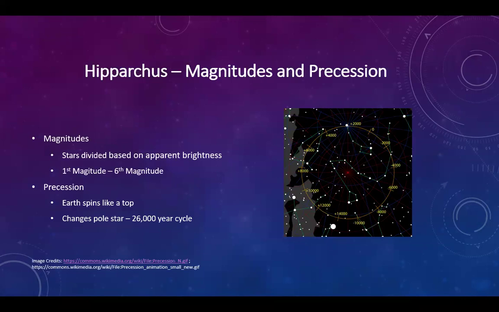Hipparchus measured magnitudes and precession. He made a catalog of the sky and divided stars based on their apparent brightness, with the brightest stars in the first magnitude and the dimmest stars in the sixth magnitude. And a modified version of this system is still in use today for brightness.